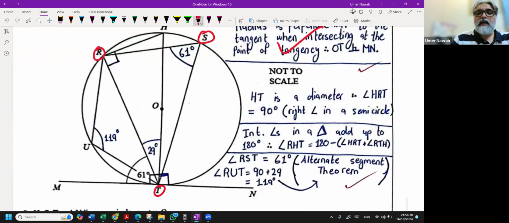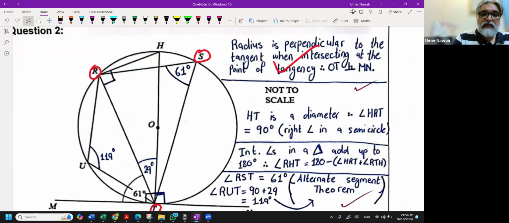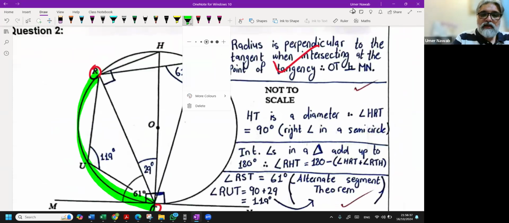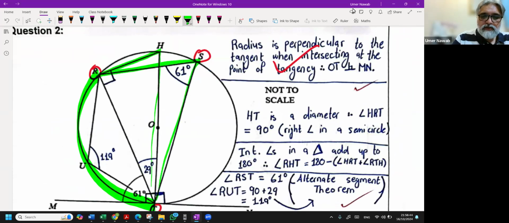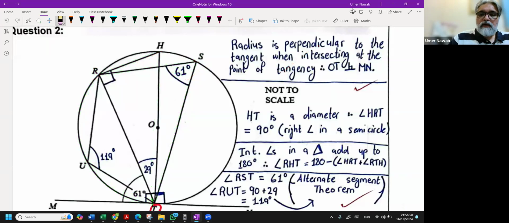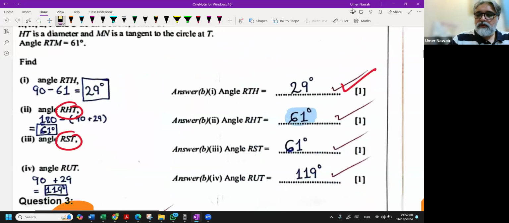RST. Angle in the same segment. As you remember, if I am using this arc, and this arc is making an angle here, and also making an angle on the circumference, then this is 61, and this is also 61. Angle in the same segment. Clear? So this is also done.